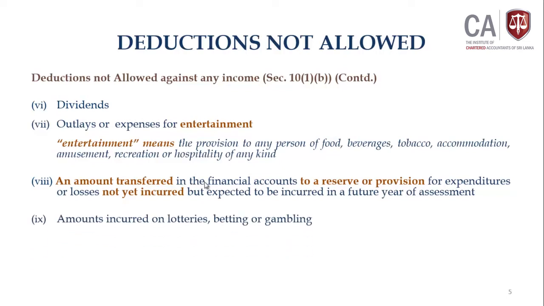So, amounts incurred on lottery, betting or gambling. Obviously there is a good reason here, because these are final withholding payments. So, relevant expenses you can't claim.